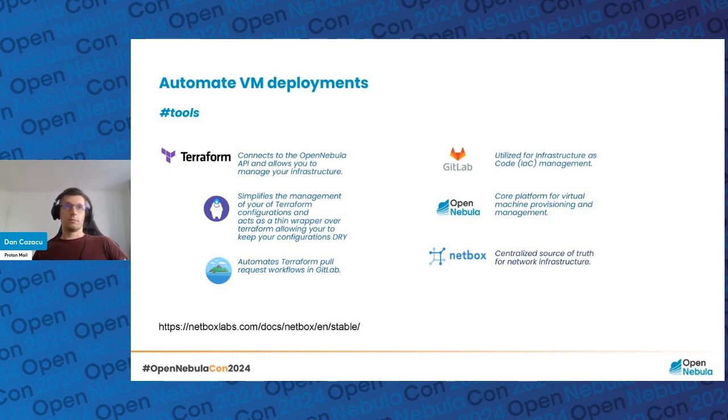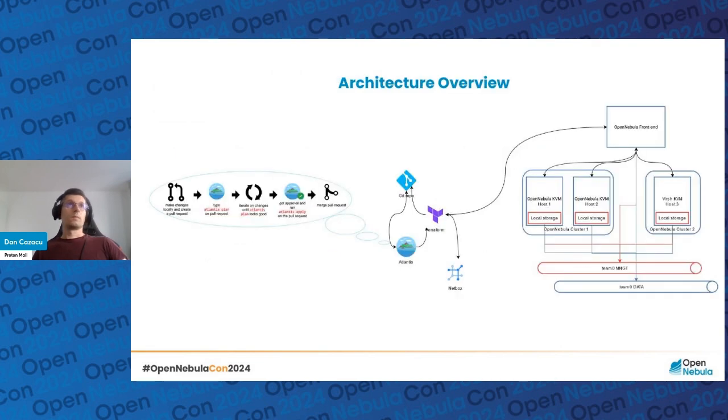It can also keep an inventory, so to say, for any object that you create in OpenNebula. So let's talk a little bit about the architecture. I think everybody is familiar with the OpenNebula front end. It's an amazing tool. It allows you to connect to a number of virtualization solutions. One of them is KVM.